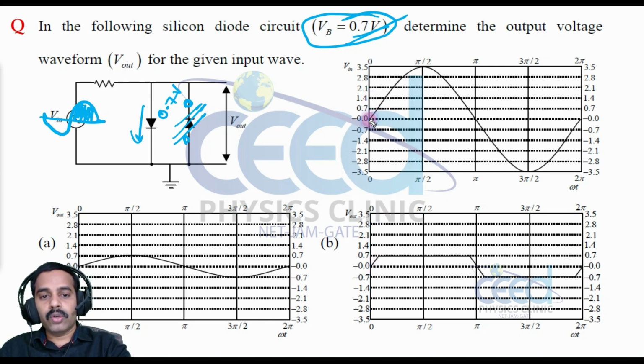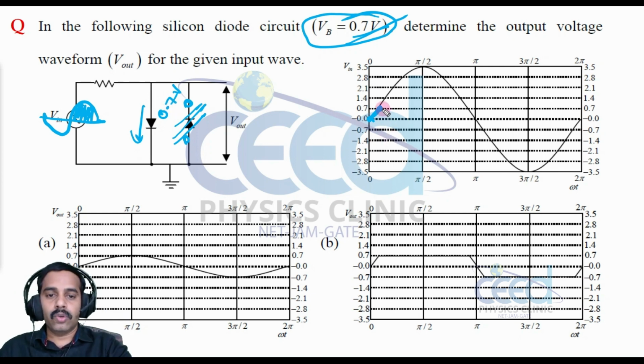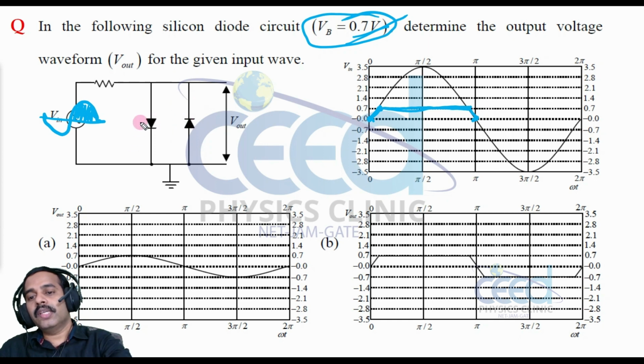So if I draw the output corresponding to this diagram, the output is 0.7. Because I am taking the output parallel to this, it can't have a value above 0.7 volt. So it will be 0.7 volt for any value of this positive input. Now it comes to 0, and during the negative half cycle, look into this diagram.